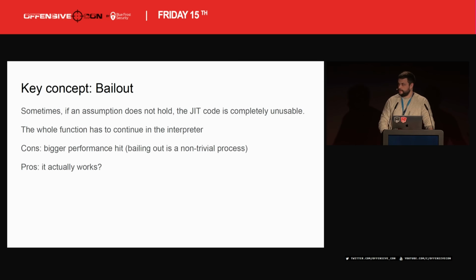The other key concept is called bailout. Here, sometimes if you have an assumption that's not true, the JIT code is completely unusable. That would be true, for example, if you profile something that takes an integer value, and all of a sudden you give it a pointer. You will do some tag checks and bit stuff that will basically clobber the pointer, so you will most likely crash at some point. So in that case, you just have to give up and say, I can't deal with that. And you have to run the rest of the function inside the interpreter. The big downside here is that you have a big performance hit because bailing out is a non-trivial process. There are a lot of things to do and to do properly. And I guess the upside is that you maybe never realized that this was actually going on inside your engine. So it's a pretty good testament to the development team.